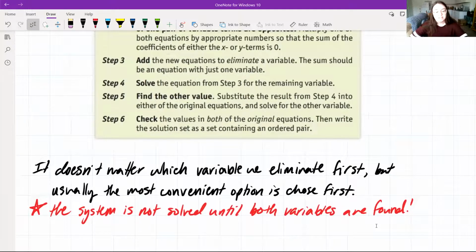So, taking this into consideration, it doesn't matter which variable we eliminate first, but usually the most convenient option is chosen first. So this is going to be whatever feels most obvious to you when you are solving these sorts of systems of equations with elimination. It doesn't matter which variable you choose first, but the easiest is always easiest. So the system, once again, is not solved until both variables are found. So we need to have a value for x and y so we can state our final answer. Just finding one variable is not enough.